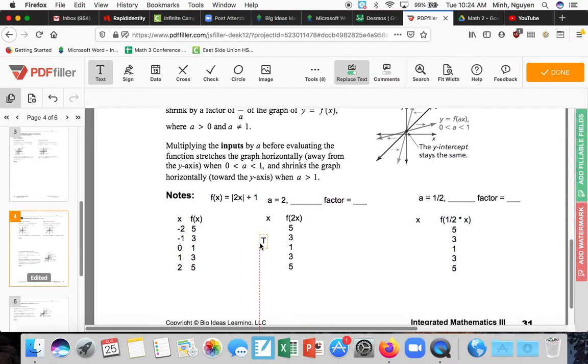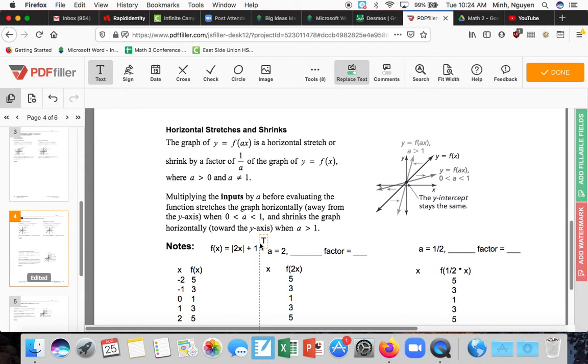Okay, this one tends to be more confusing for students. And it's also more confusing for me to explain, I'll be honest. The graph of y equals f of a times x. So before it was a times the output, but this is a times the input. Is a horizontal stretch or shrink by a factor of 1 over a of the graph of y equals f of x, where a is greater than 0 and a is not 1, because if you multiply by 1, you haven't changed anything.